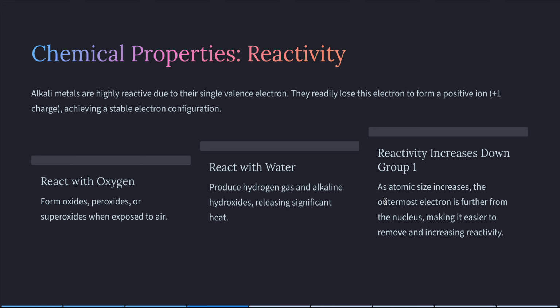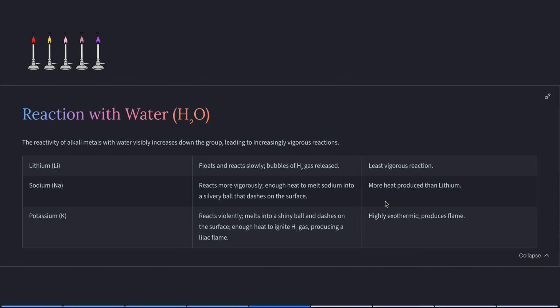Also, the reactivity increases down the group. As the atomic size increases, as I said, the outermost electron is further away and easier to pluck off, hence it reacts more and its reactivity increases. Let's talk about the reaction with water. The alkali metals react with water and it visibly increases down the group as reactivity increases down the group. It increases from strong to vigorous and extremely vigorous reactions, which are keywords that we need to know.